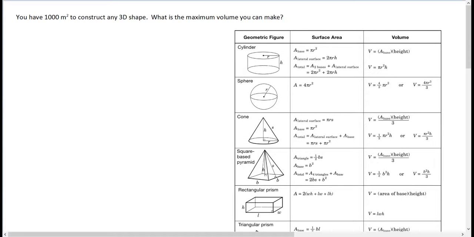We are going to try to maximize the 1,000 meters squared of material we have, and we're going to try to do it with a rectangular prism. So the rectangular prism has 6 faces, and all of the faces are rectangles. We know that to maximize the area of a rectangle, we need a square. So let's try to do ours with a square base.